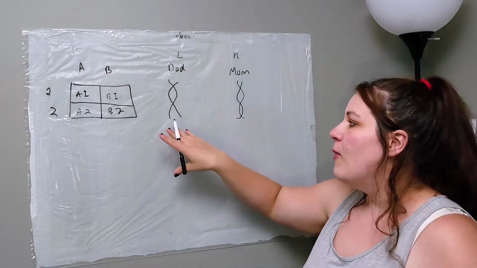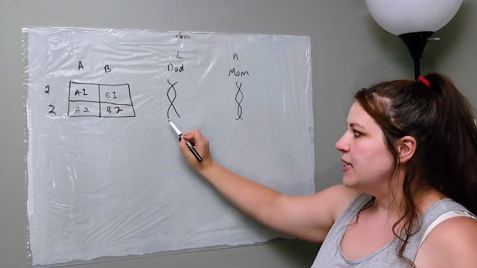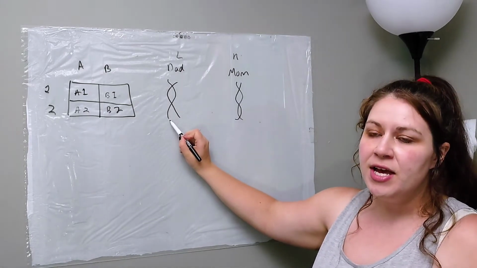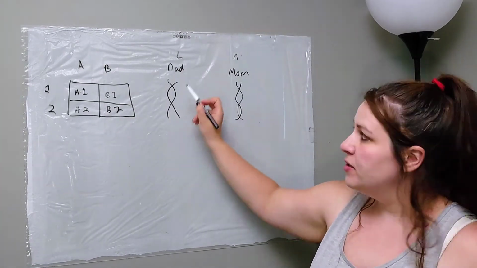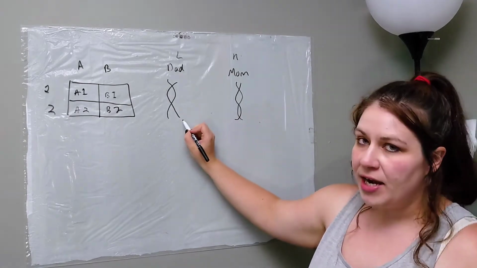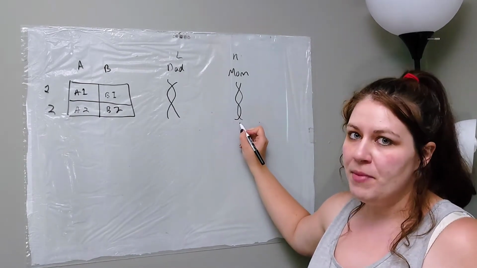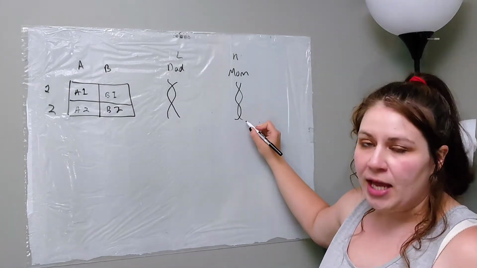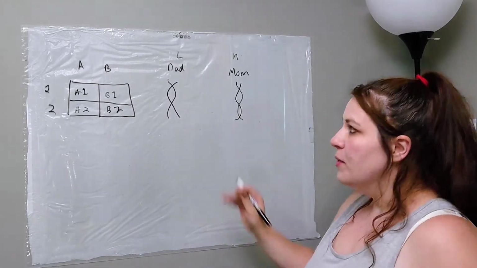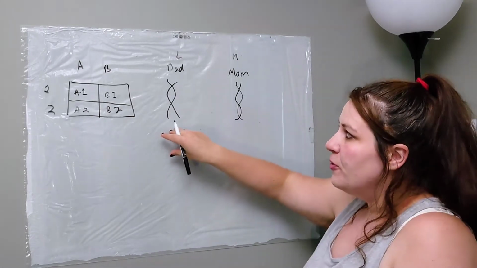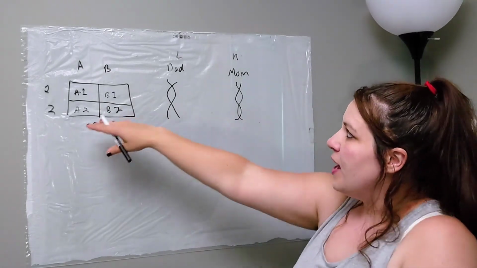But what these show is one side of the double helix came from one parent of the dad, and the other side came from the dad's other parent. And then same with mom. One side came from mom's dad, and one side came from mom's mom. So what we're going to do is label each of these with what we have over here.